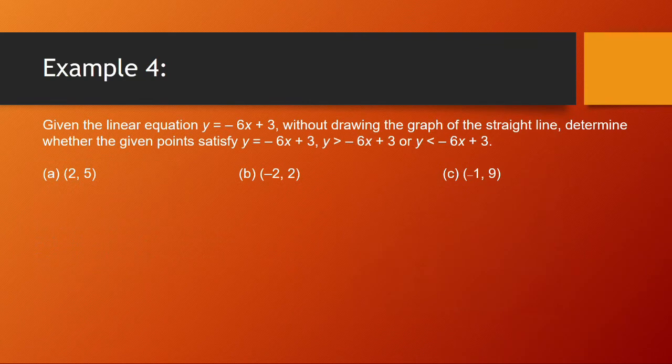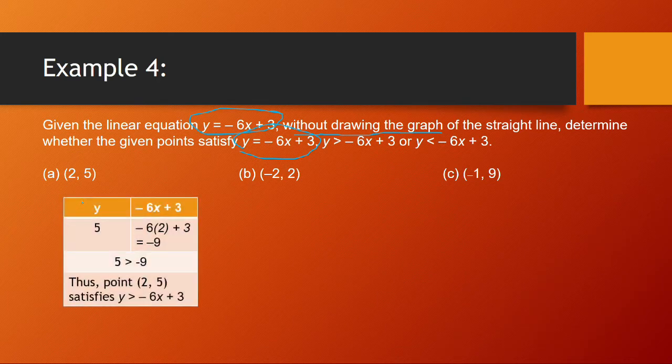Okay, now we look at example 4. Given the linear equation y equal to negative 6x plus 3, without drawing the graph, just now we drew the graph, right? Without drawing the graph, determine whether the given points satisfy y equal to negative 6x plus 3, y greater than negative 6x plus 3, or y less than negative 6x plus 3. For all three questions, you are going to draw the table of values by finding the value of x and y for the equation.